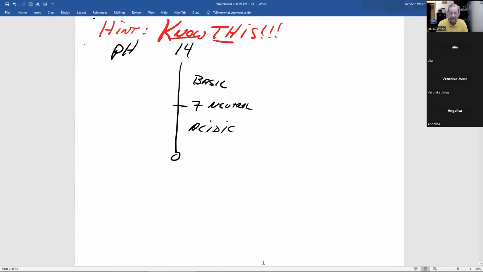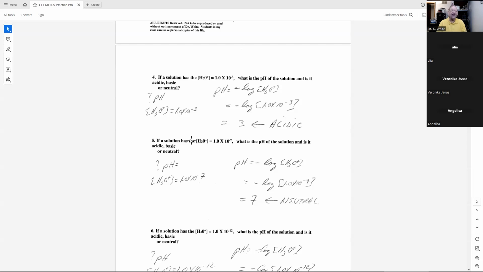All right, let's go back to the problem. Let's try that again. All right, so we're trying to find pH. We're given the hydronium ion concentration. Here's the pH, minus log hydronium. Put in the hydronium ion concentration, 1.0 times 10 to the minus X. The pH is X. In this case, X is 3, not minus 3, 3. And that's acidic because it's below 7.